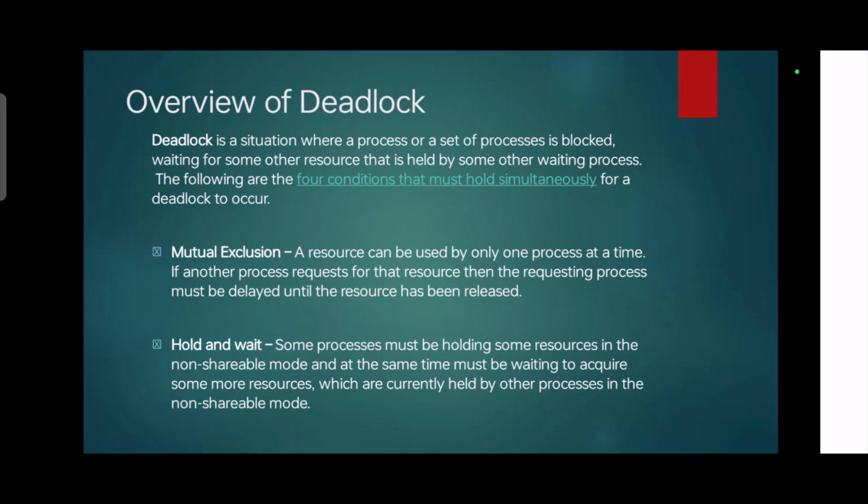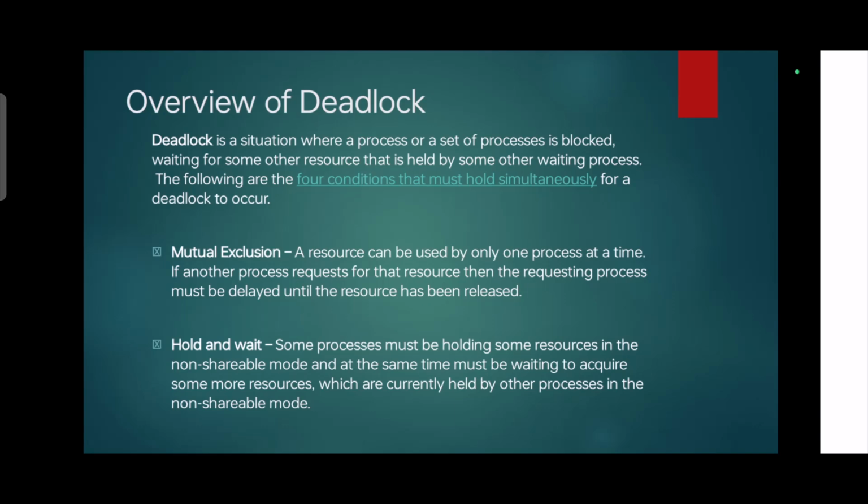So first we will understand what a deadlock is. A deadlock is a situation where a process or a set of processes are blocked, waiting for some other resources that are held by some other waiting processes. The following are the four conditions that must hold simultaneously for a deadlock to occur.